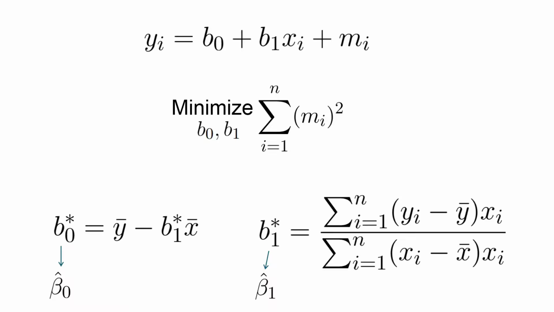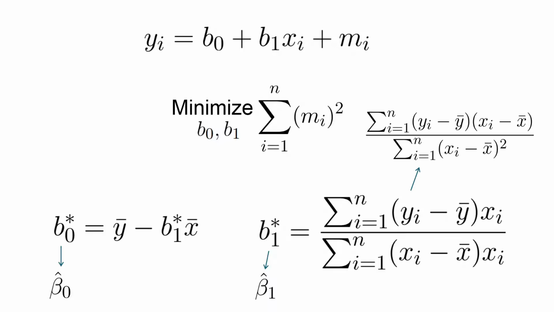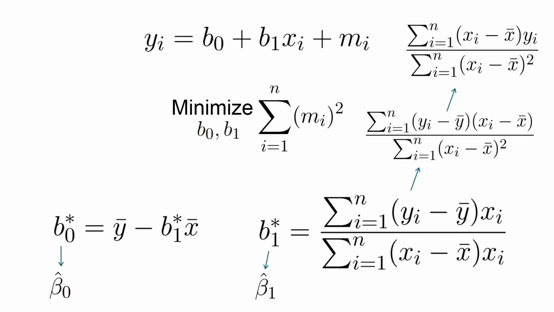Also, for beta 1 hat, you may have seen a slightly different formula that looks like this. Or maybe you saw something like this. These three formulas for beta 1 hat are actually all mathematically the same. And I'll explain why we have different looking formulas in the upcoming videos.